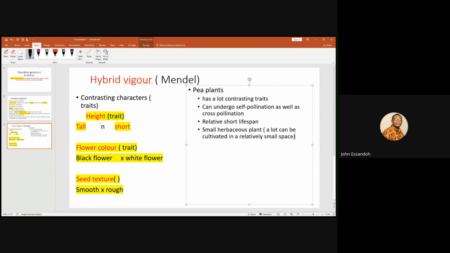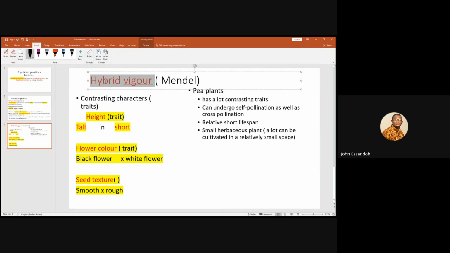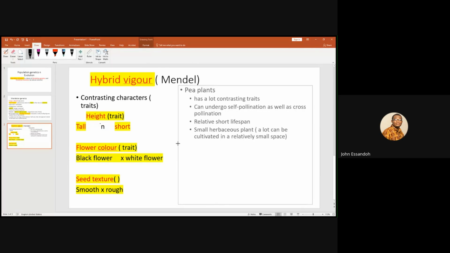So pea plant has a lot of contrasting traits. Remember, what is guiding that experiment is hybrid vigor. This is what is guiding you, day one. If you are going to study hybrids, everything you take should have contrasting traits. And pea plant gives that opportunity, because in pea plants you can get tall and short.